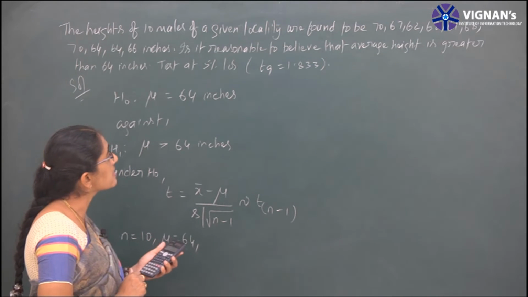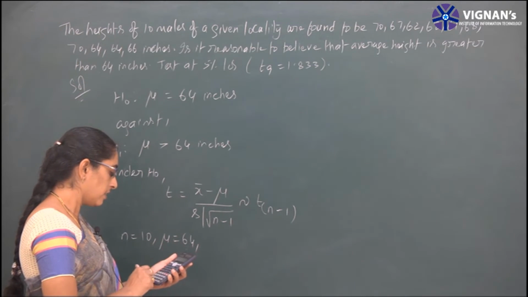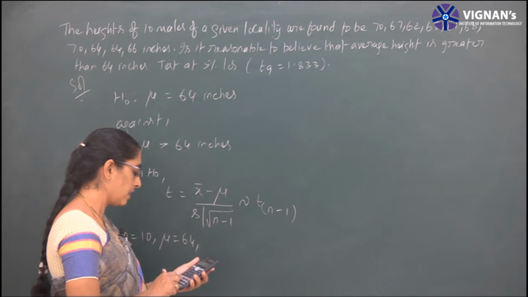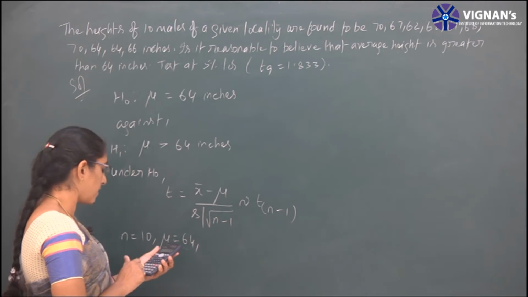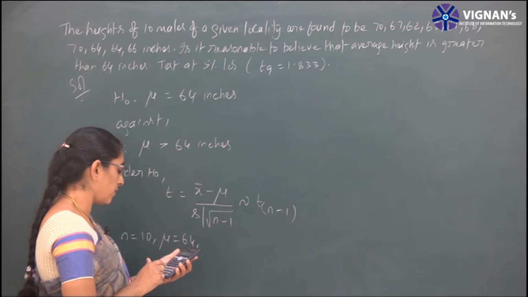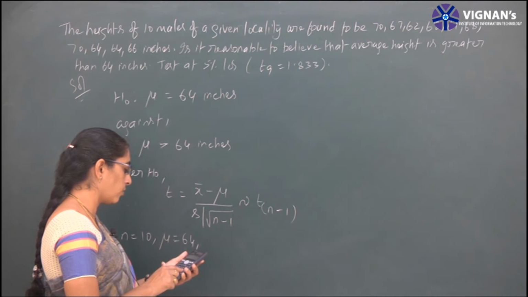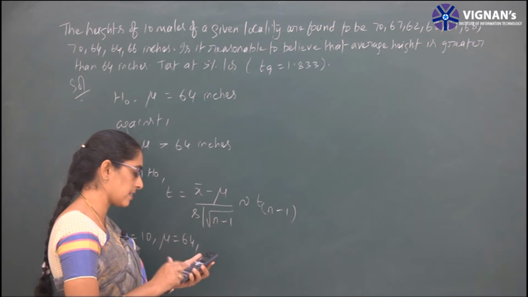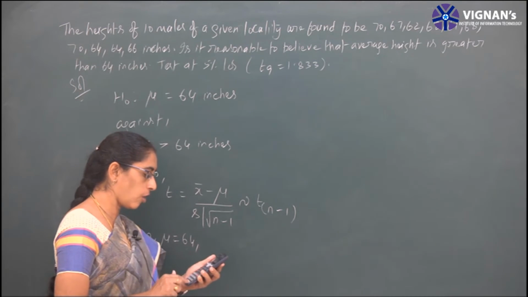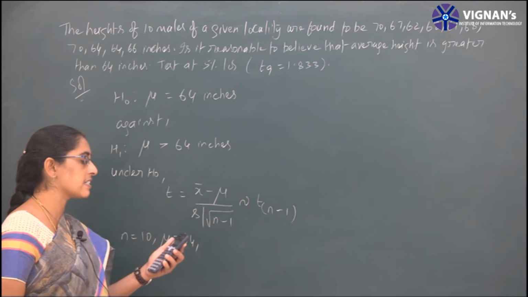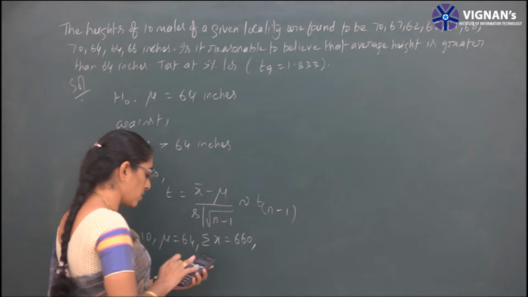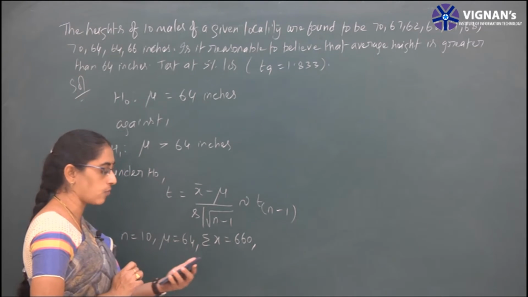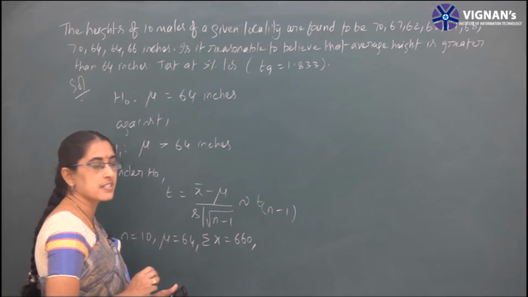So the values are 70, then 67, 62, 68, 61, 68, 70, 64, again 64, and the last one is 66. Now press shift 1, second option, we will get summation x, which is 660. Again press shift 1, first option, we will get summation x square, which is 43,650.